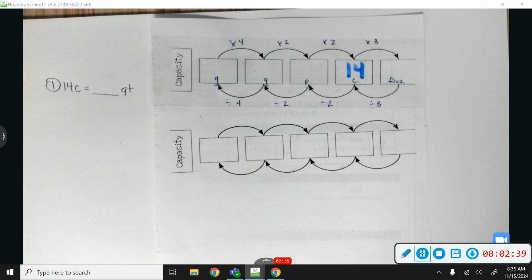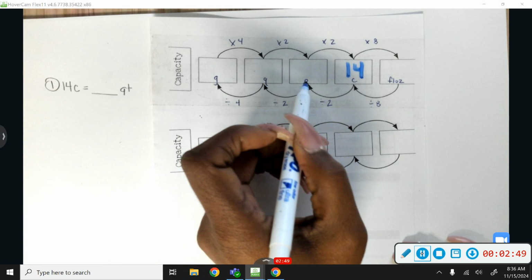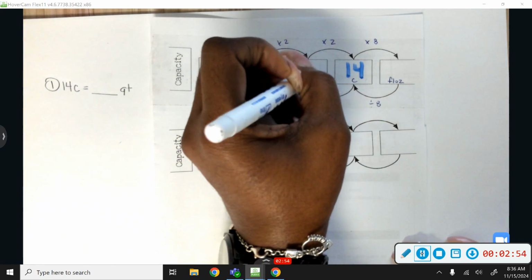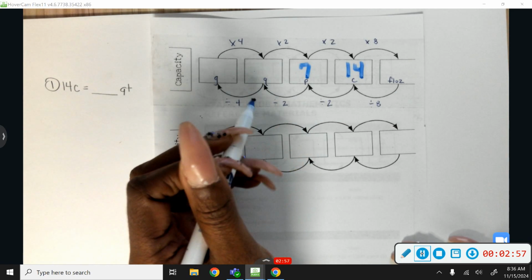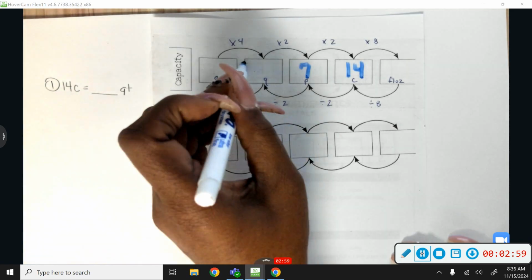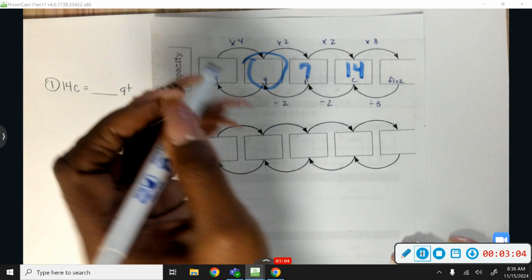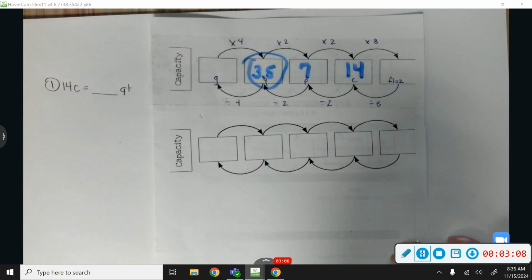So in this case, then I would decide whether I'm going to divide or whether I'm going to multiply. In this case, I am going to divide to figure out how many pints are in my 14 cups. Divided by 2, that gives me 7 pints. From there, I would divide by 2 again because we're trying to get to quarts. So I would go 7 divided by 2, and I get 3.5.